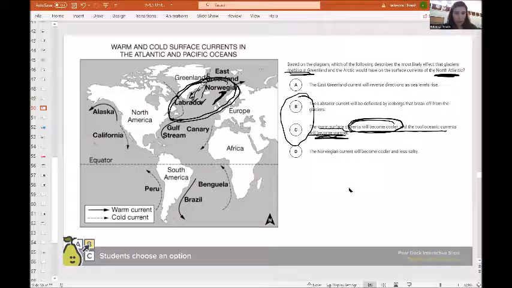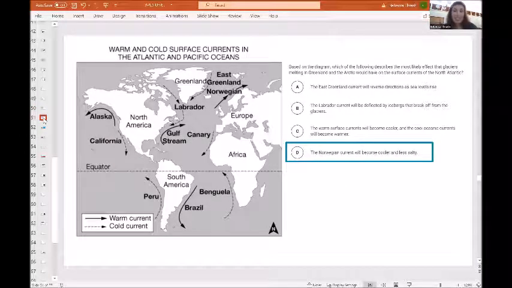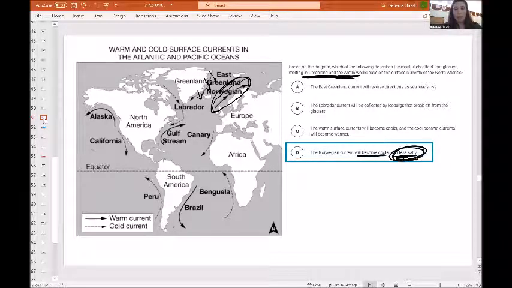So if you look at it, D is actually kind of the best answer here. So this is the Norwegian current. This is what we're really worried about when we have melting of ice in Greenland and the Arctic. So as the fresh water melts, it's going to make the water cooler and also less salty. So I think that right here is kind of the key to that answer.